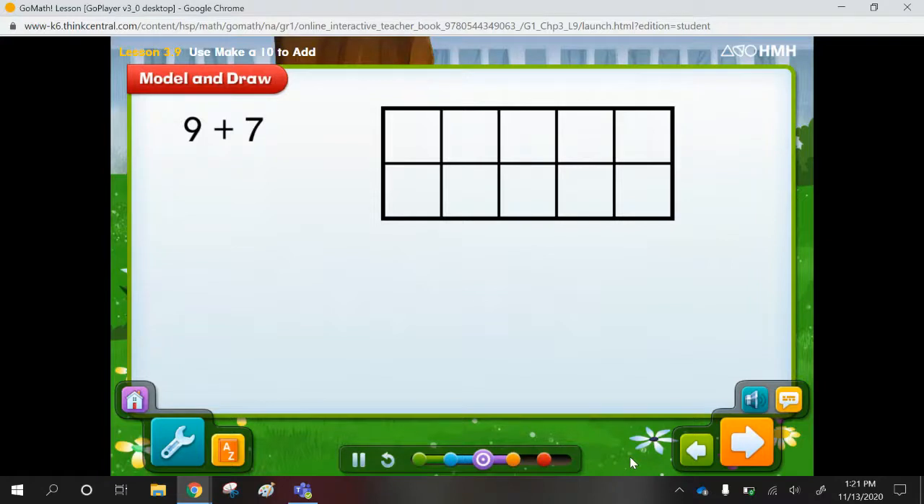What's 9 plus 7? We can use counters in a 10 frame to make a 10. We start with the greater add-in, 9. Drag 9 yellow counters into the 10 frame.